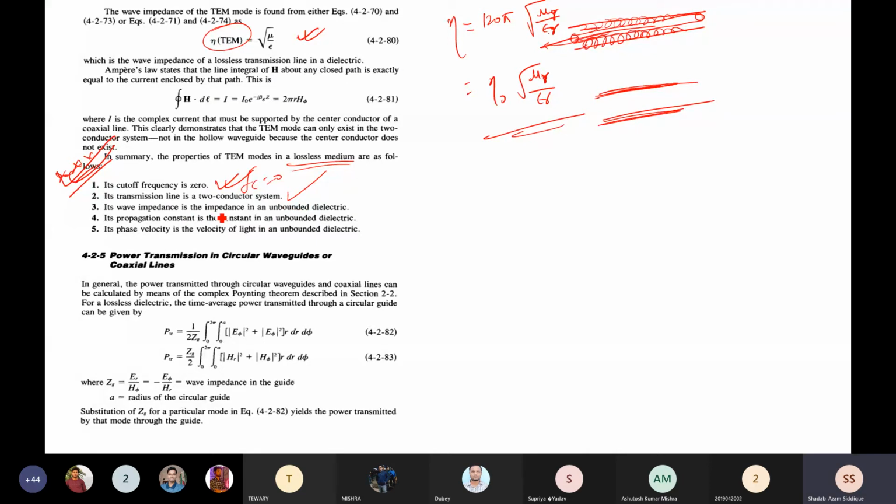Now the wave impedance is the impedance in the unbounded dielectric. So whatever wave impedance we had in the unbounded dielectric, that will be here also. The propagation constant is also the constant in the unbounded dielectric, and the phase velocity is the velocity of light in an unbounded dielectric. So all which we have studied for TE and TM mode, for the unbounded dielectric, that will be here too. You can find out the wave impedance, the propagation constant, and the phase velocity.